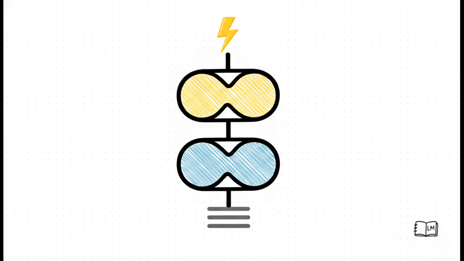It turns on when the input is low, and it turns off when the input is high. Right beneath it is the NMOS transistor, and that one is connected to ground. It does the exact opposite. It turns on when the input is high and turns off when it's low.